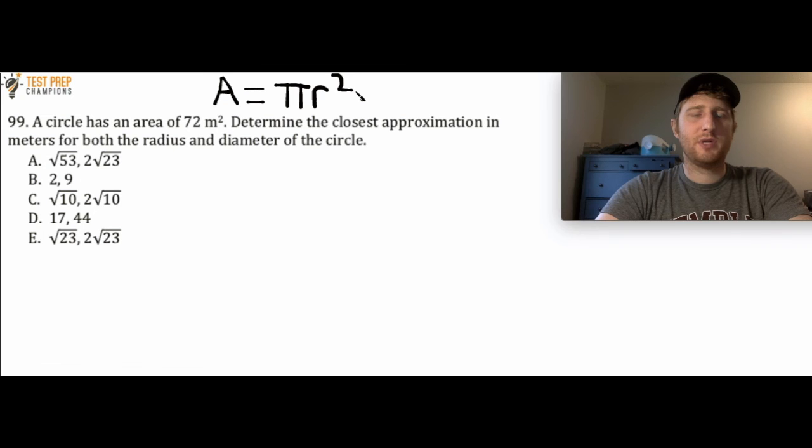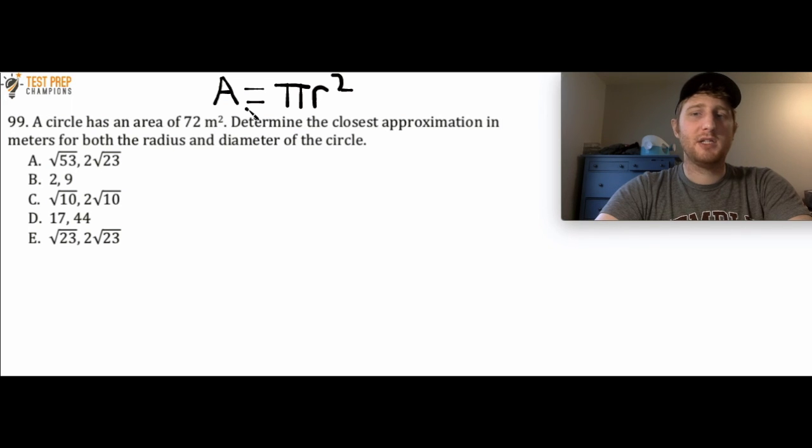Okay, so the next question says, a circle has an area of 72 meters squared. Determine the closest approximation in meters for both the radius and the diameter of the circle. So the formula for area of a circle, again, is area equals pi r squared. This one was another candidate for the Champions Challenge question. This one's also kind of tough, so let's see how you do with this question.